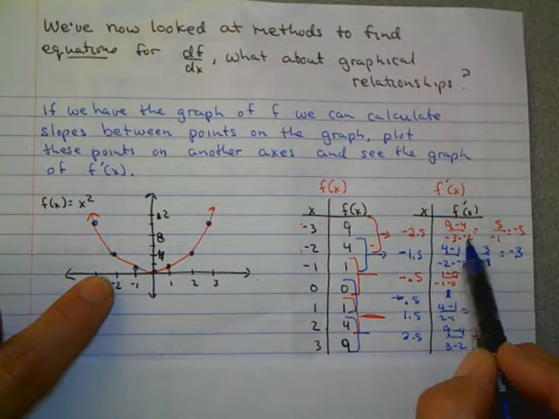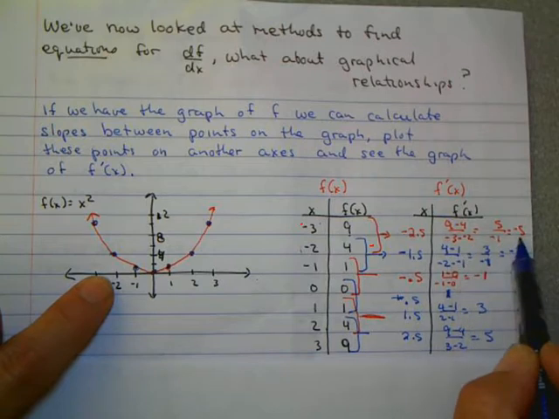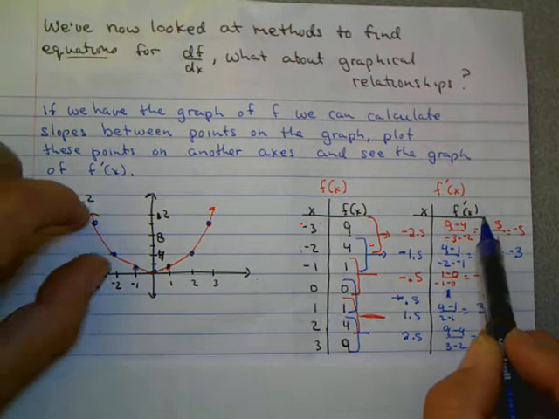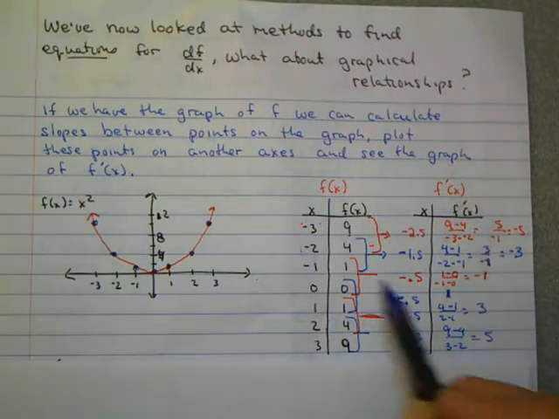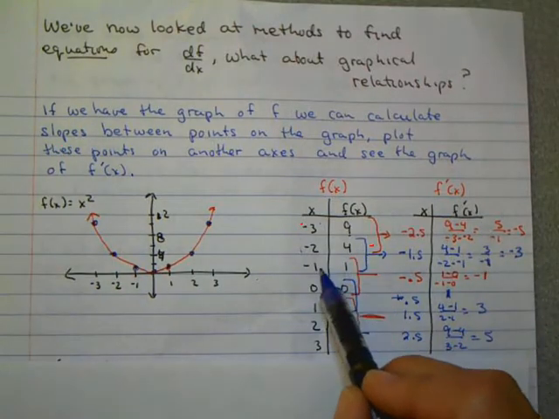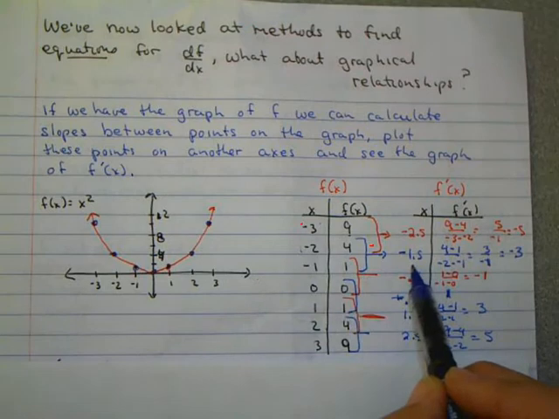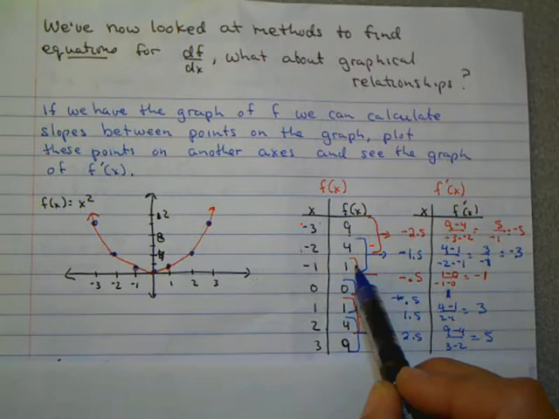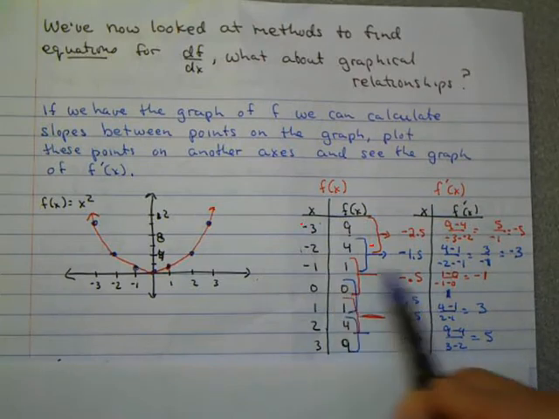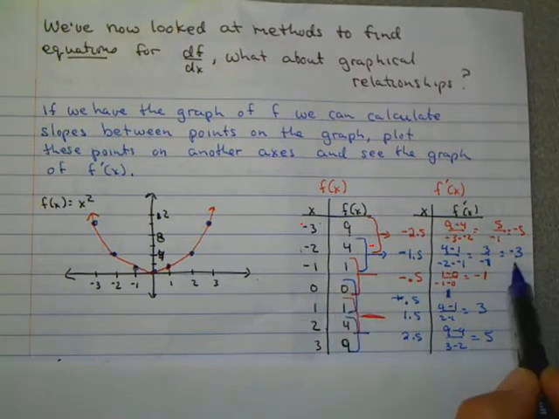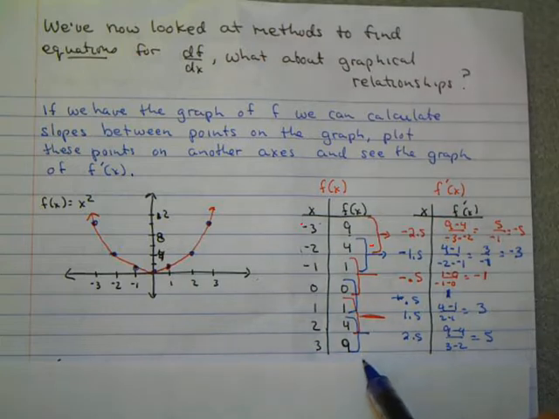I get negative 5 for the derivative, the slope at this point. I can do the same thing between negative 2 and negative 1. That'd be the point negative 1.5 for x. And when I calculate the slope, 4 minus 1 over negative 2 minus negative 1, I get negative 3. And I can work through this entire table that way.